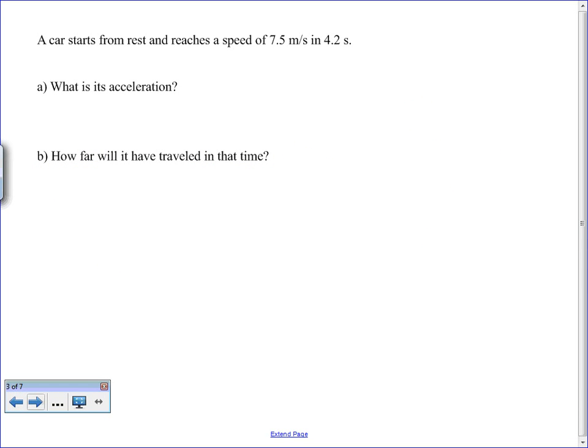This next problem, we have another very basic problem. We have a car starting from rest and reaching a speed of 7.5 meters per second in 4.2 seconds. And we're going to try and calculate the acceleration and how far it travels.